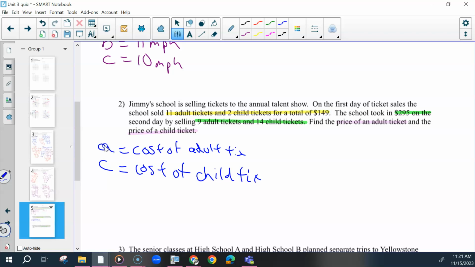You had 6 numbers, so you should have used your ball. 11a plus 2c equals 149 was one of your equations. And then 9a plus 14c equals 295 was your other equation. How you solved that was up to you, whether you did that by graphing, substitution, or elimination. Sorry, I'm looking for the answers. I don't remember the answers to this one off the top of my head.